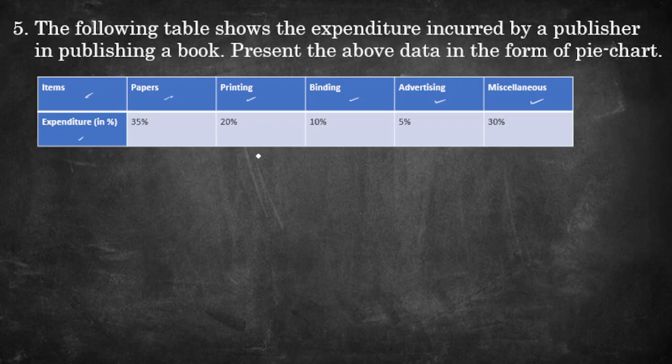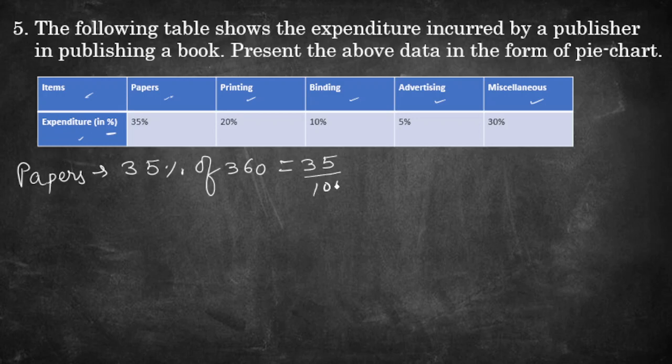we need to find the degrees for that. As it is in percentage, total percentage is 100 and total degree is 360. So we'll divide that 360 degree according to these percentages. Okay, so first of all I'll find for paper. For paper we have 35%, so 35% of 360. So 35% of 360, so we'll remove the percentage sign, 100 will come down, of means multiply 360.